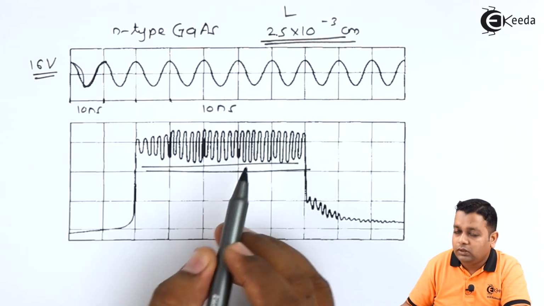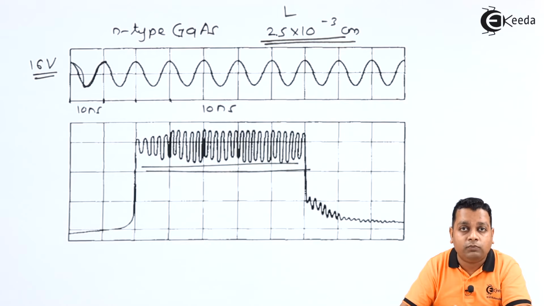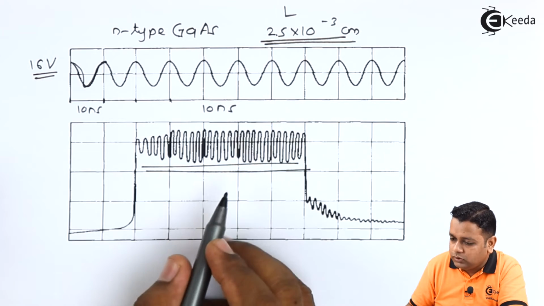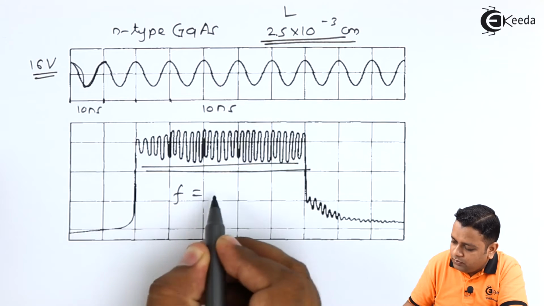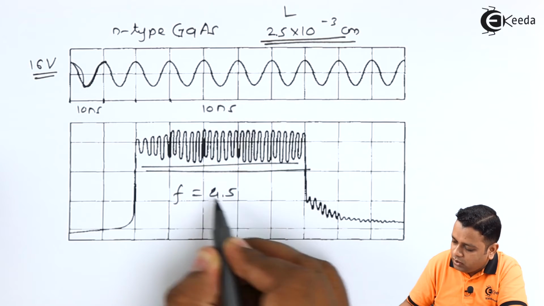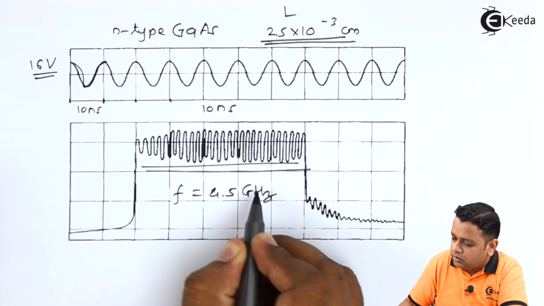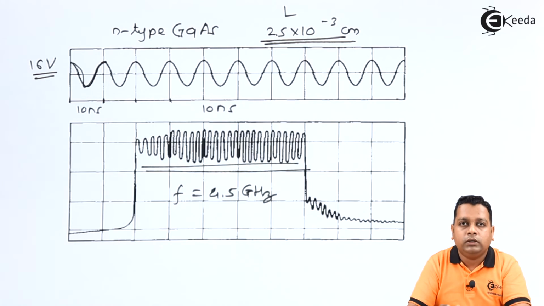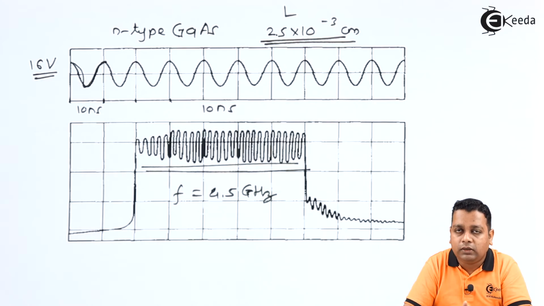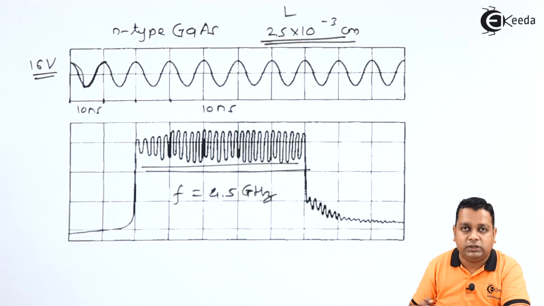Now the oscillation can be better explained with the help of the frequency value, and the operating frequency was observed to be f equal to 4.5 gigahertz. So this is the Gunn effect. Because of the applied threshold field, there is a reduction in the drift velocity, producing such oscillations.